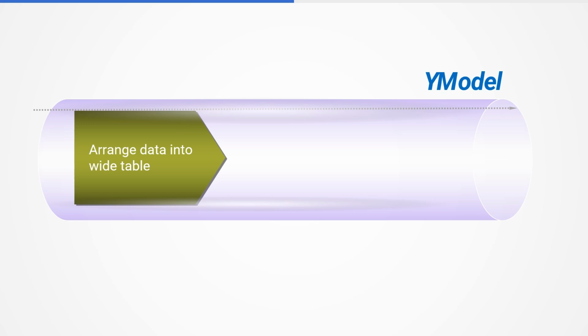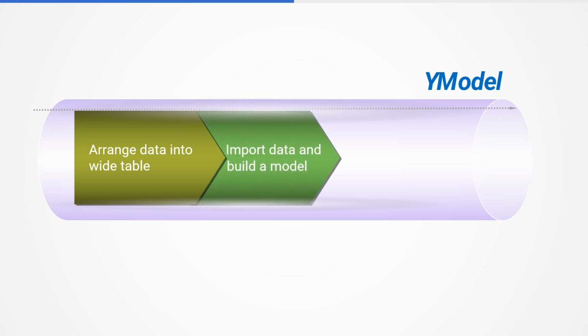Finally, let's summarize the process of using historical data for business forecasting. 1. Arrange data into wide table. Arrange the historical data and the to-be-predicted data into a wide table respectively. The historical data must contain the target variable, while the to-be-predicted data should not contain the target variable. 2. Import data and build a model. Import the historical data into YModel, build a model, and generate a model file with a suffix .pcf.